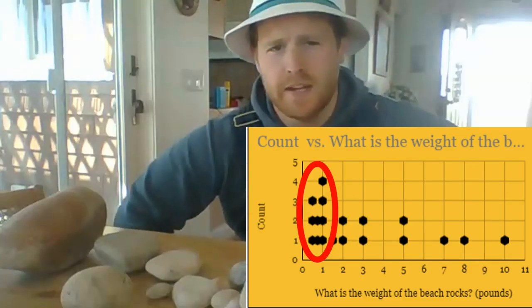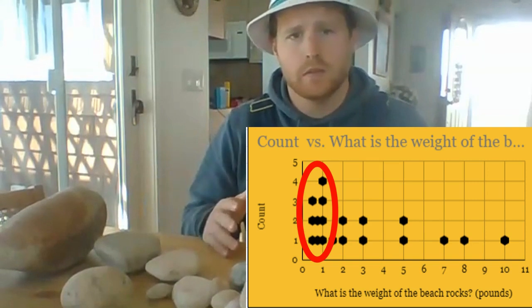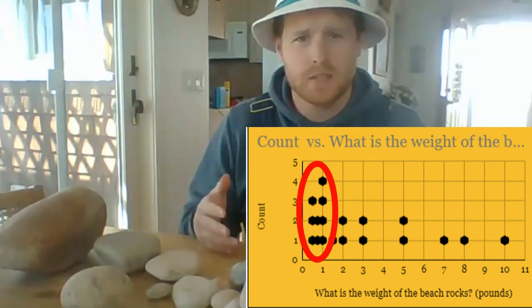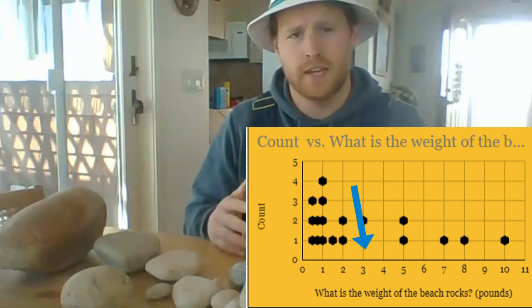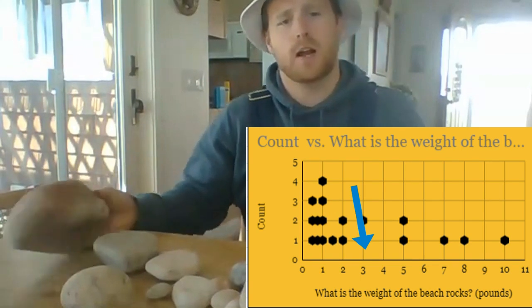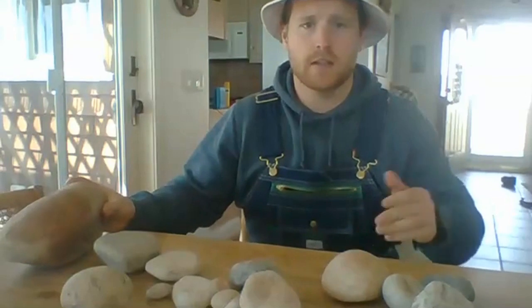So if you noticed again on my dot plot, most of my rocks were between the 0 pounds and 1 pound range. Now my mean ended up being around 3, which is a lot larger than where the rest of my data is. The reason is this outlier right here. This big rock right here is a lot bigger than the majority of my rocks, making my mean higher than what it should be. So in this case, my mean will not best represent my data.